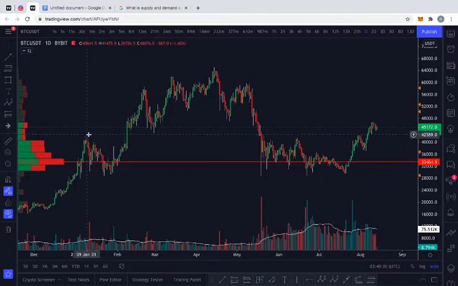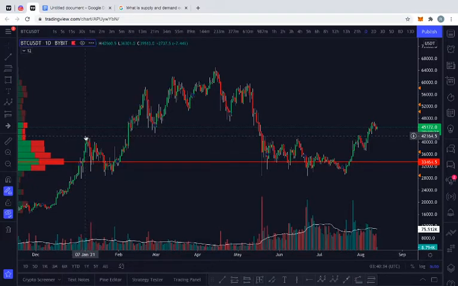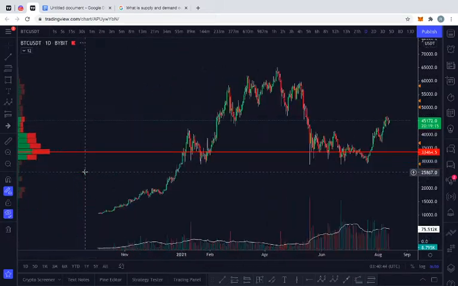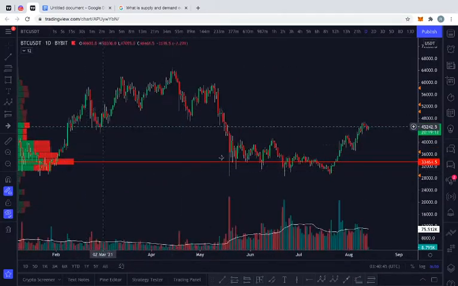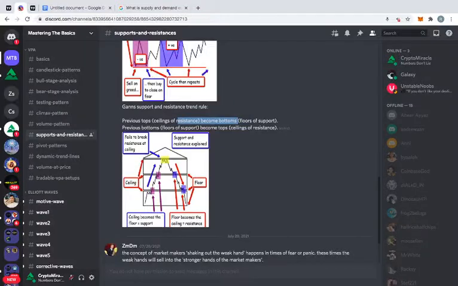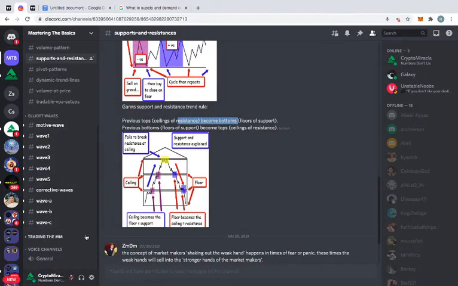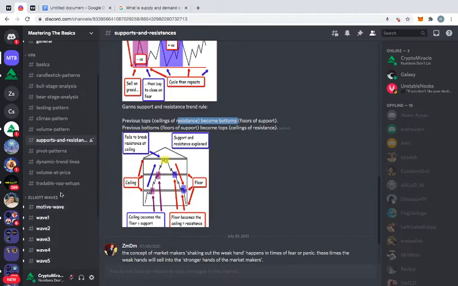So the rule is that previous floors or ceilings will become supports, next supports. Okay, we also have Fibonacci and stuff like that we're going to go through in the next series called the MM. This one's going to be really interesting, so stay tuned for that.